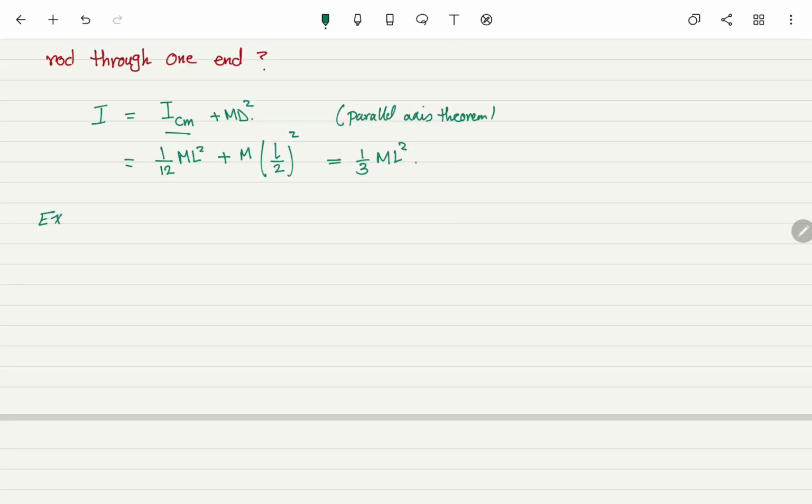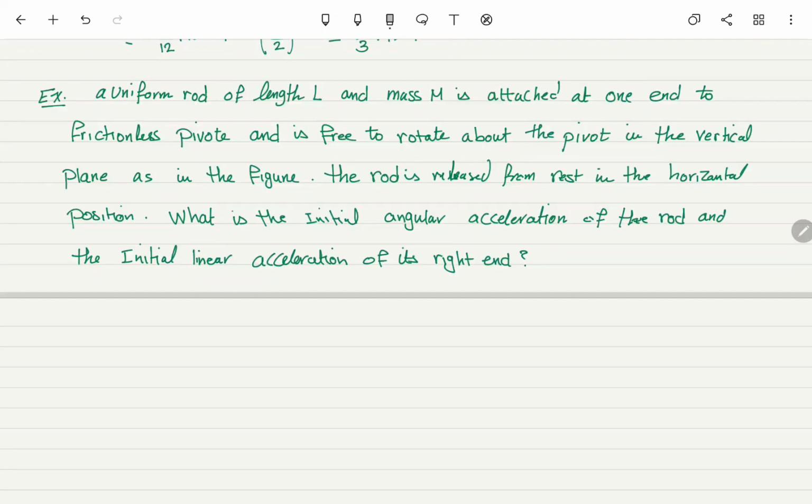Example: a uniform rod of length L and mass M is attached at one end to a frictionless pivot and is free to rotate about the pivot in the vertical plane, as in the figure. The rod is released from rest in the horizontal position. What is the initial angular acceleration of the rod and the initial linear acceleration of its right end?